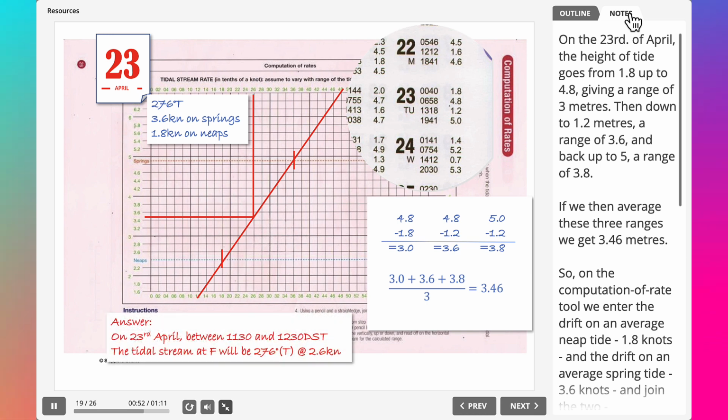So, on the 23rd of April, between 11:30 and 12:30, daylight saving time, the tidal stream at F will be 276 degrees true at 2.6 knots. Obviously, you can apply exactly the same procedure to set and drift extracted from a tidal atlas.